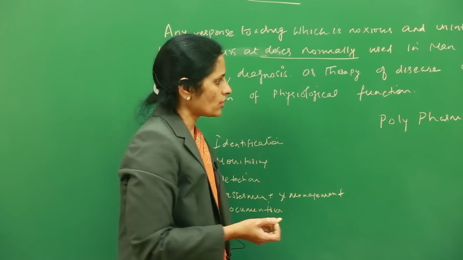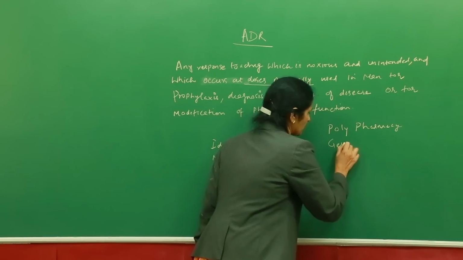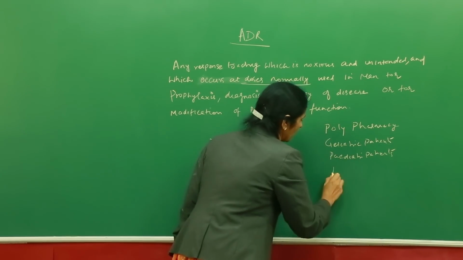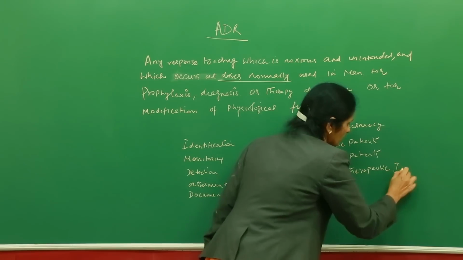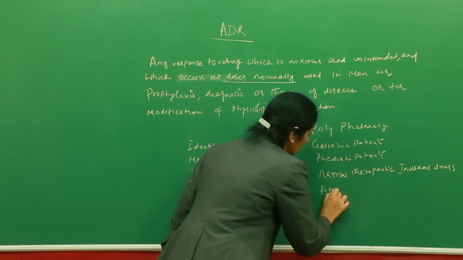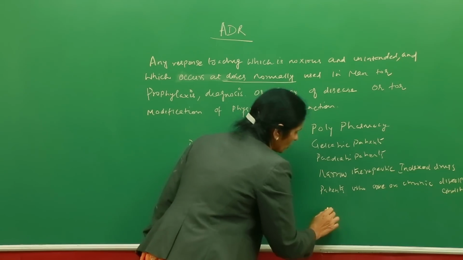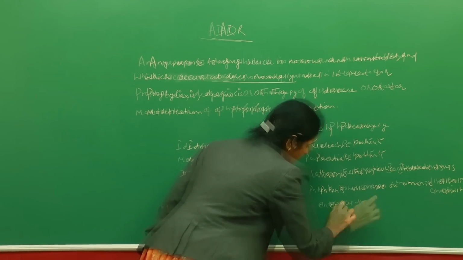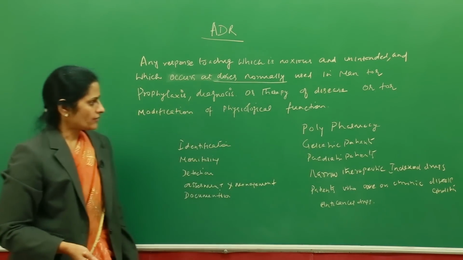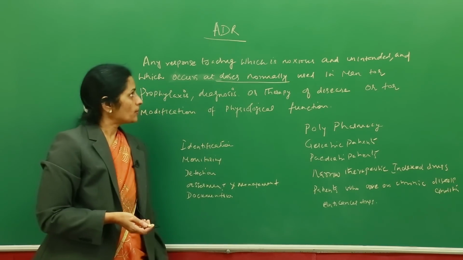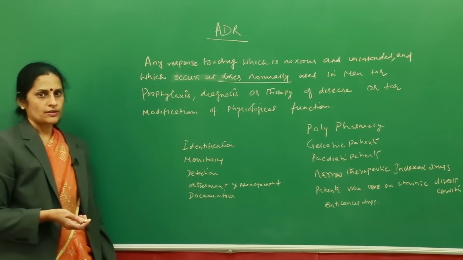The patients who are on polypharmacy, geriatric patients and pediatric patients, patients who are on narrow therapeutic index drugs, patients with chronic disease conditions, and patients who are on anti-cancer drugs and psychiatric drugs. There are very many categories of patients you will always have to look out for, as they can probably develop adverse drug reactions.